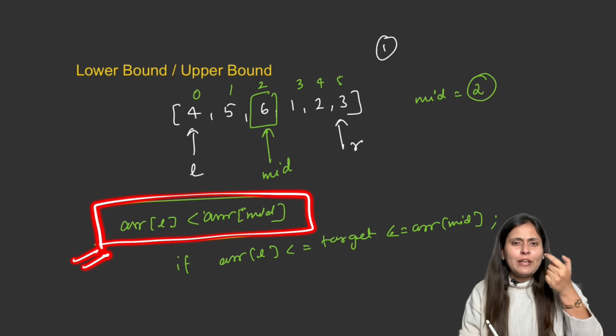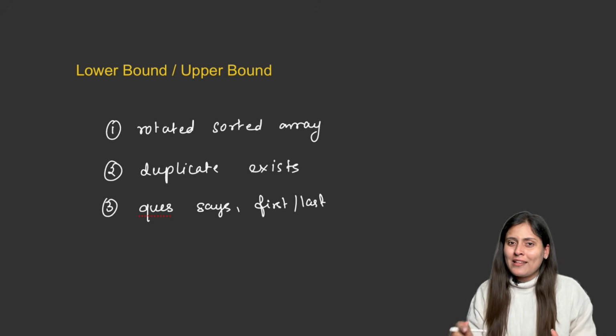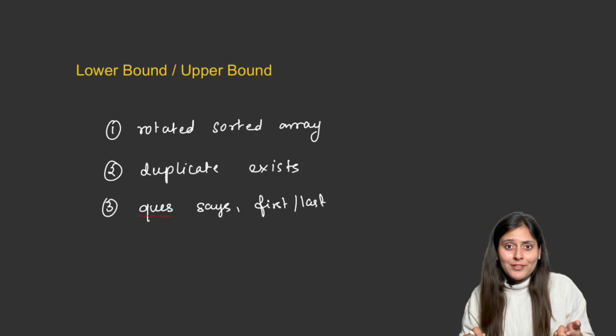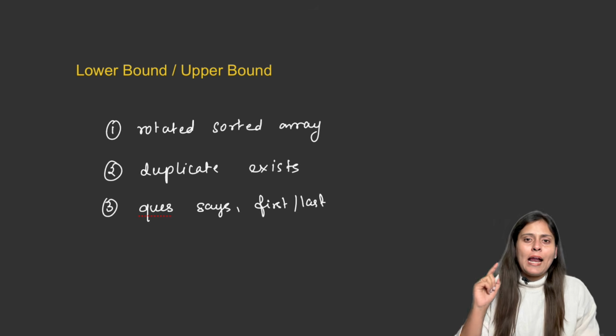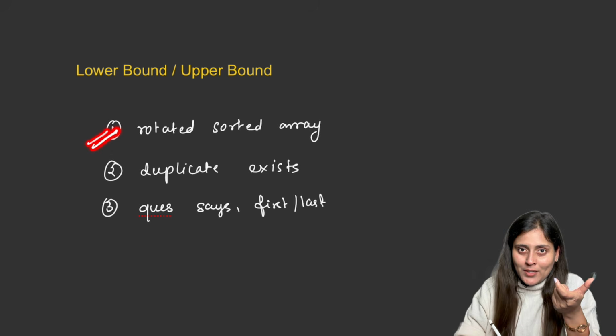Mid is a part of the left half sorted or the right half sorted. Now, when to apply this pattern? This is not basic binary search. We apply binary search, but after that mid check. And we will apply this pattern only when the sorted array is a rotated sorted array.